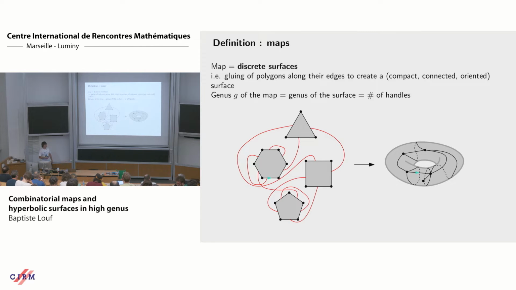And of course, the genus of the map is the genus of the underlying surface, the number of handles. And I guess you all know about this. So here's an example of a map of genus 1, so a map of the torus. This is the identification of the edges, and then you get a graph drawn on this torus. And again, we distinguish an oriented edge that we call the root. This is for symmetry reasons, to help for counting and so on.